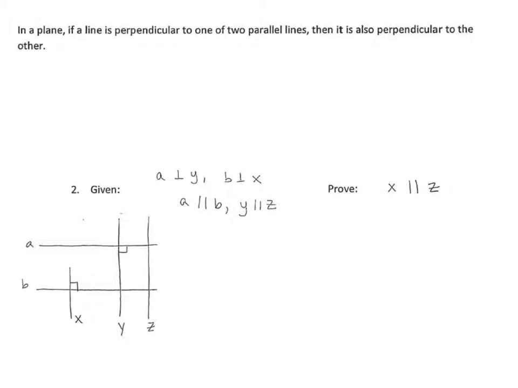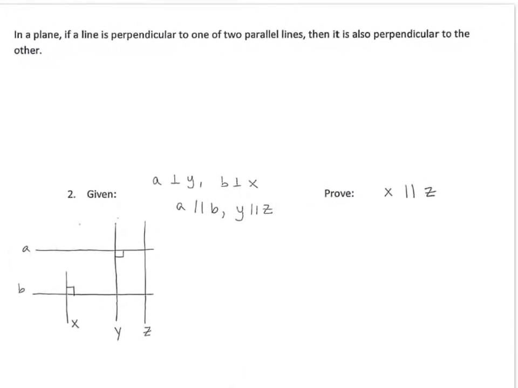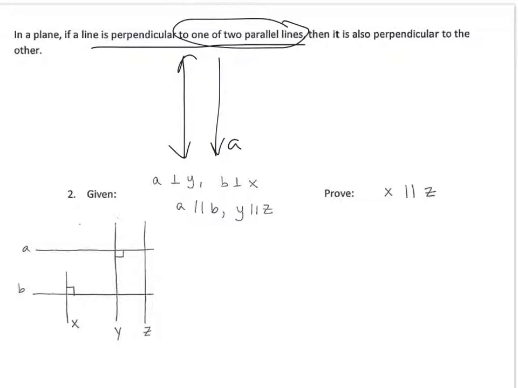Okay, here's another one. If a line is perpendicular to one of two parallel lines, then it is also perpendicular to the other. So if you have two parallel lines, so if A and B are parallel, and this line is perpendicular to line B, then this line is perpendicular to line A. That's basically what it's saying. That was kind of like in our previous example too.